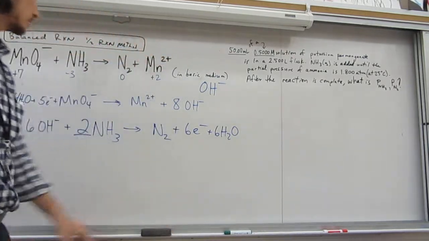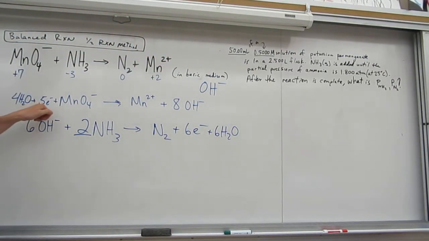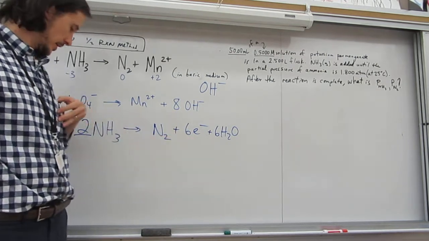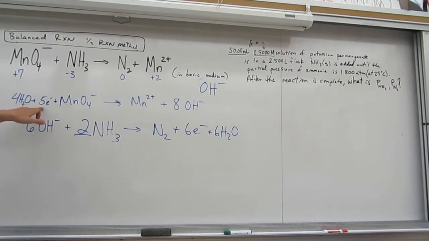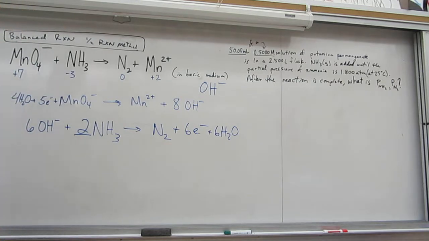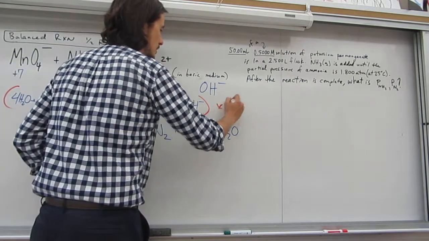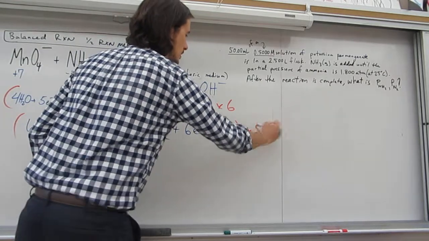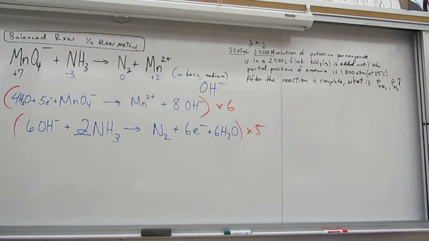To unite, we need to make sure that our electrons cancel out on both sides. We don't see electrons in balanced equations. There's 5 electrons on the reactant side, 6 electrons on the product side. So we need a common multiple, and that would be 30. So we're going to multiply the top by 6, multiply the bottom by 5. And that's going to get rid of the electrons. So we just transfer this.